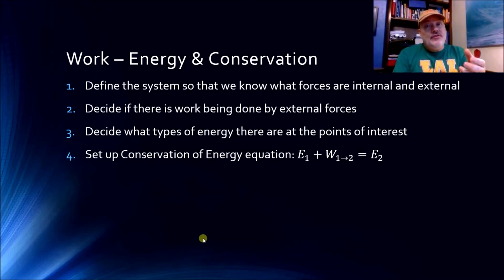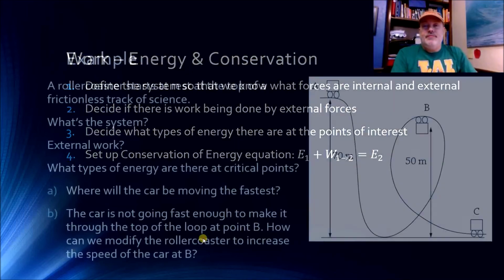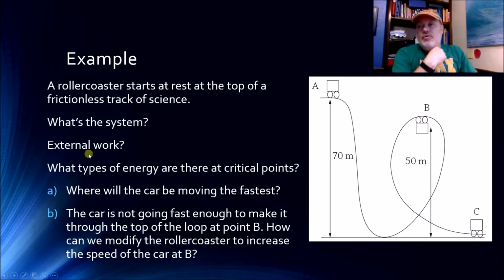Decide what kind of energies you have at the critical points of interest, and then set up conservation of energy. So here's our example. You've got a roller coaster that starts at rest at point A at the top of a frictionless track of science. Okay, I want you to decide, what system do you want? Will there be any external work? And what types of energy are there at critical points?